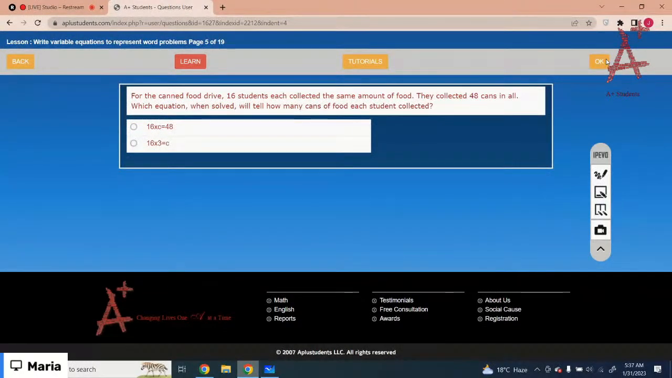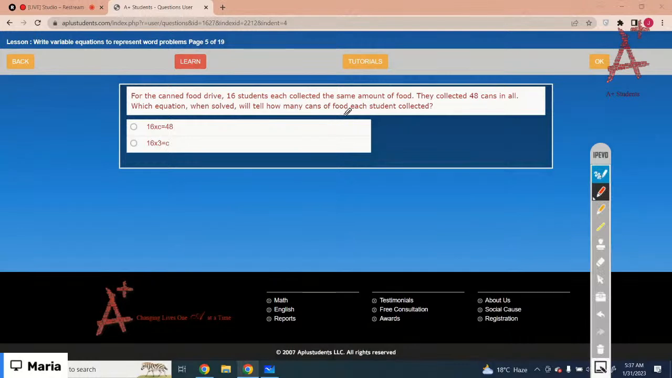Okay, for the canned food drive, 16 students each collected the same amount of food. They collected 48 cans in all. Which equation, when solved, will tell you how many cans of food each student collected? So that is basically the multiplication: 16 times an unknown value equals 48. Got it? That would be option number 1.